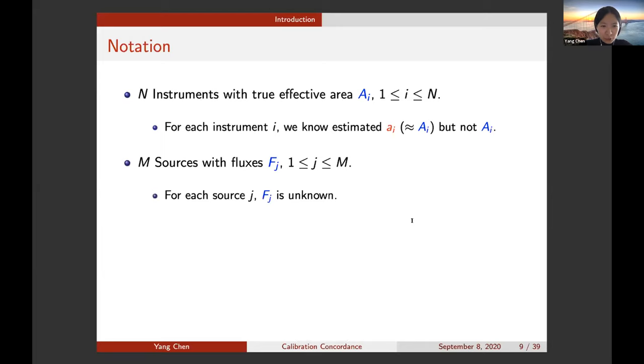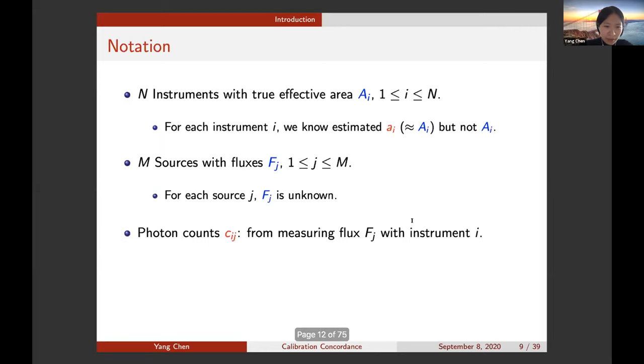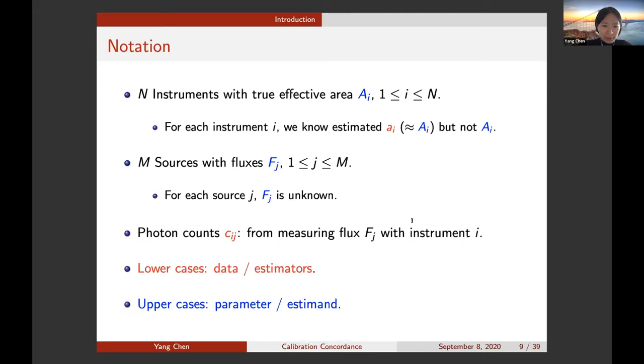And we have M different sources, and each of the sources has a true flux. Of course, we don't know the true flux of each of the sources. What we can observe are essentially the photon counts, or the measured fluxes, for source j with instrument i. Consistently, we denote the data or the estimators using lower case and red color, and the parameters and the estimand using upper case and blue color.